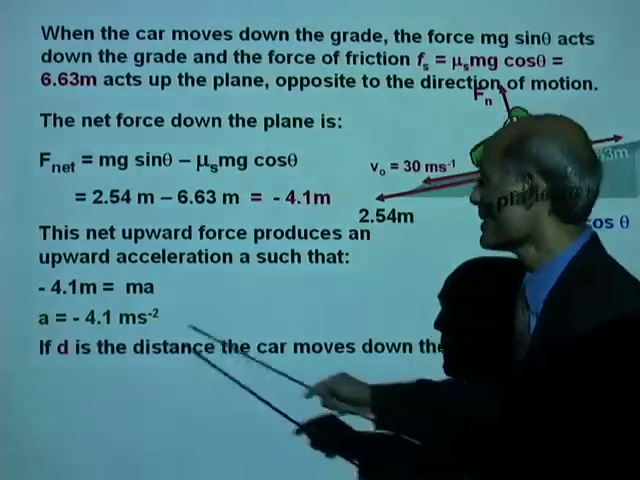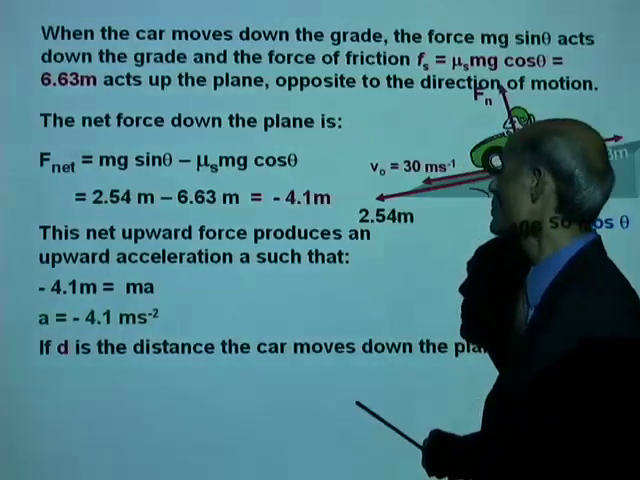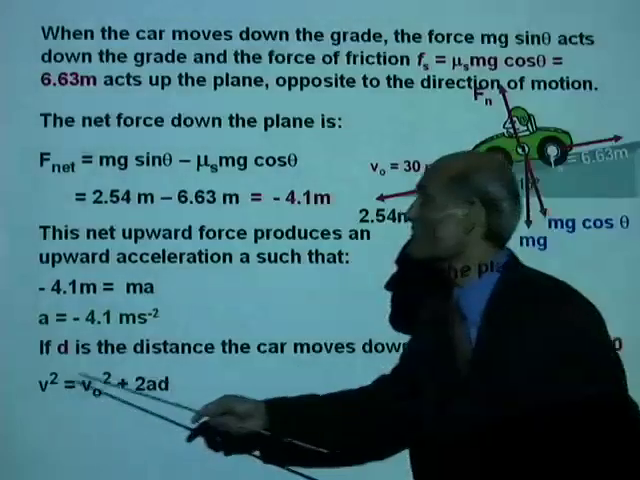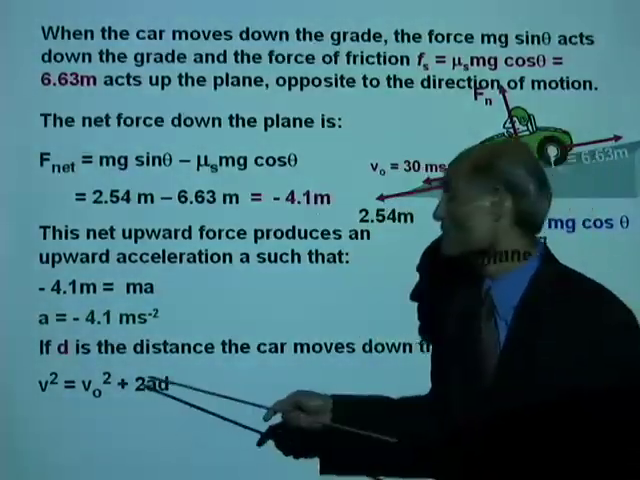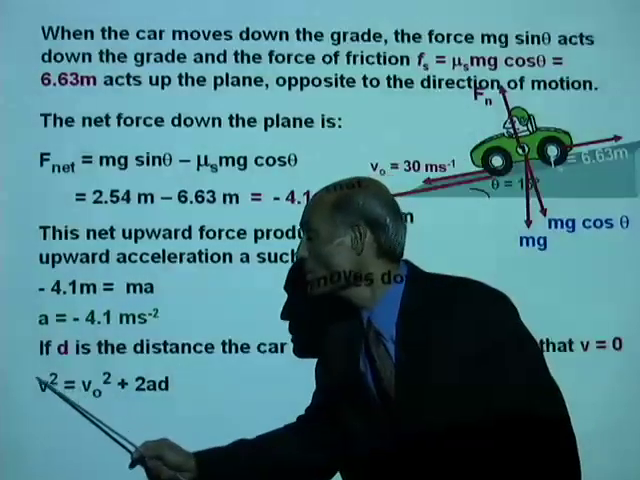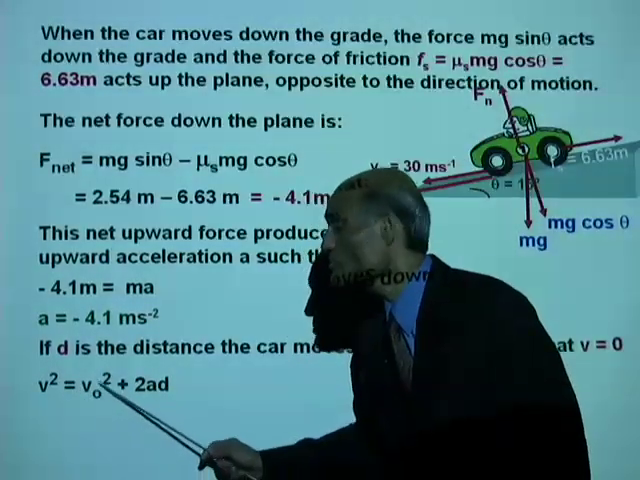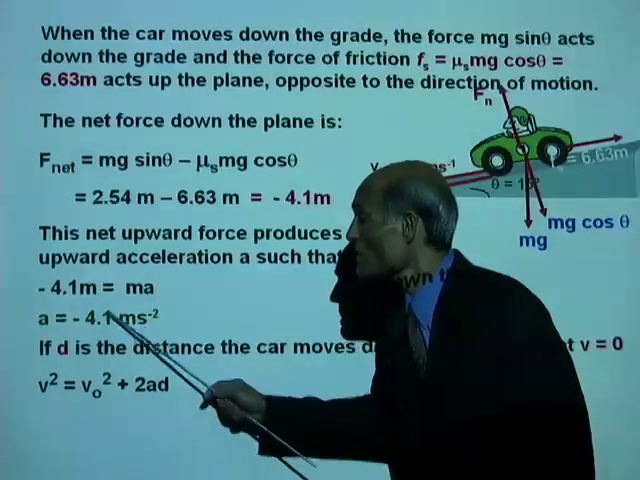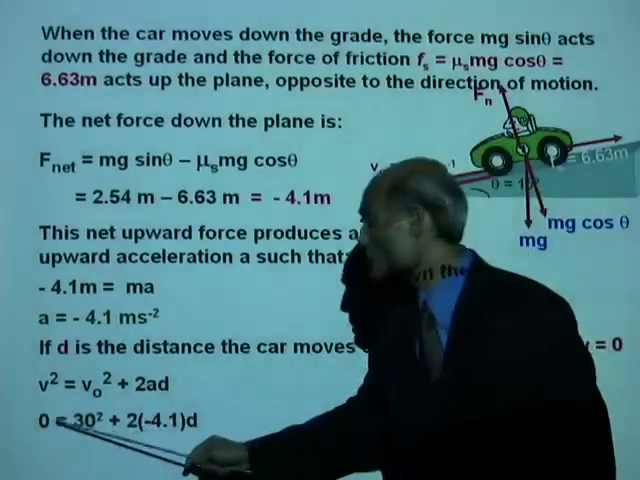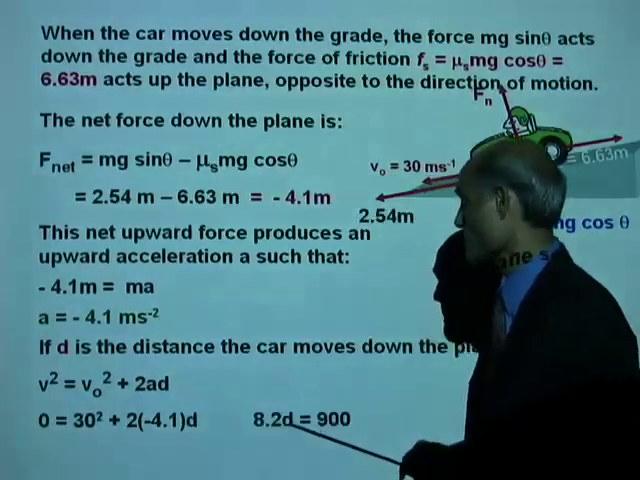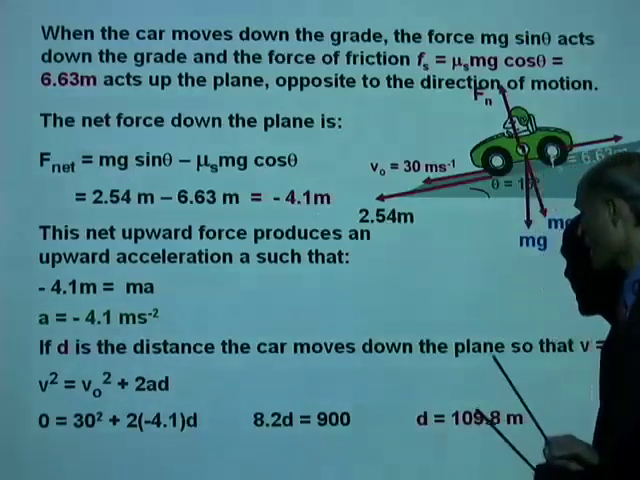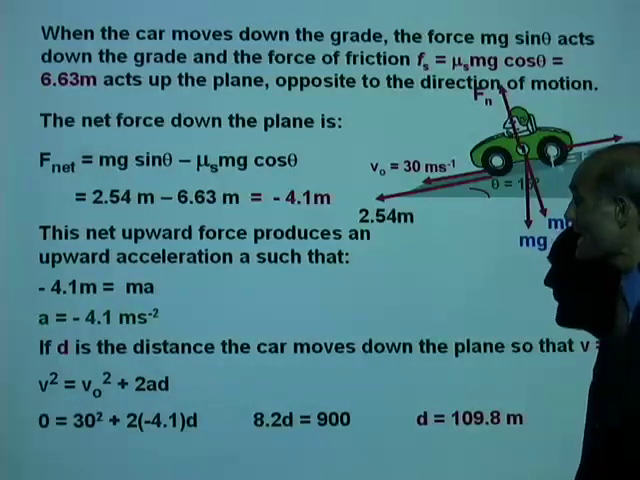What's the equation? If d is the distance the car moves down the plane so that v becomes 0, then v squared equal to v0 squared plus 2ad, and again v will be 0, v0 is 30, a, the acceleration is negative 4.1 meter per second squared, and using those values we can now calculate d, and d equal to 109.8 meter.